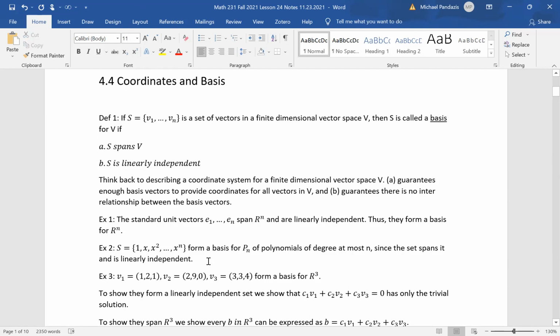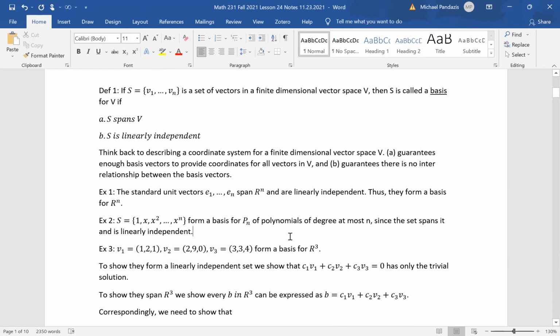In example 2, this set forms a basis for Pn, the polynomials of degree at most n, since the set spans it and is linearly independent. That set is linearly independent and it spans Pn because every polynomial can be thought of as a linear combination of the vectors in that set. So that set spans Pn and all those vectors are independent.